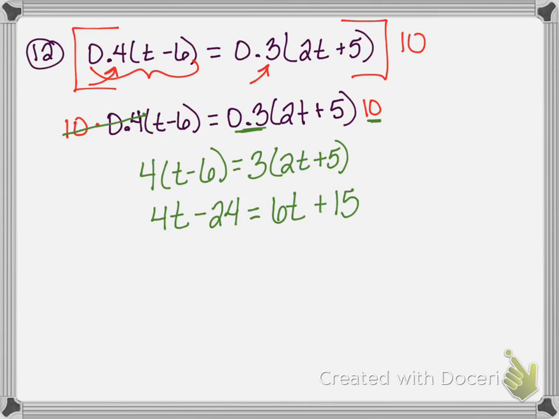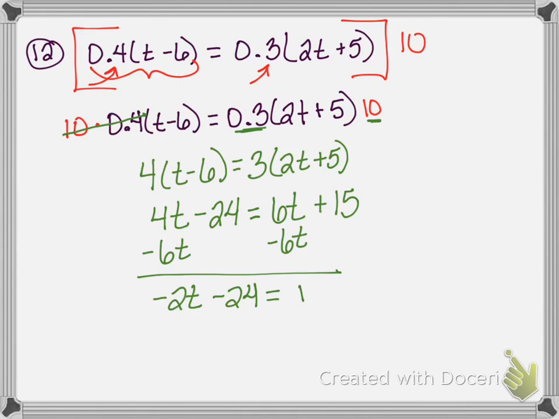So now I'm going to subtract 6t from both sides because I like to move my variable to the left. I always move my variable to the left. I'm left with negative 2t minus 24 equals 15. I add 24 to both sides.